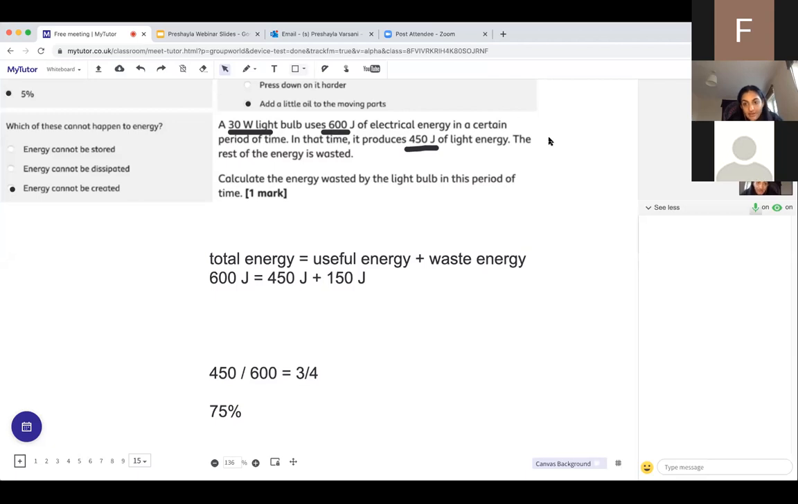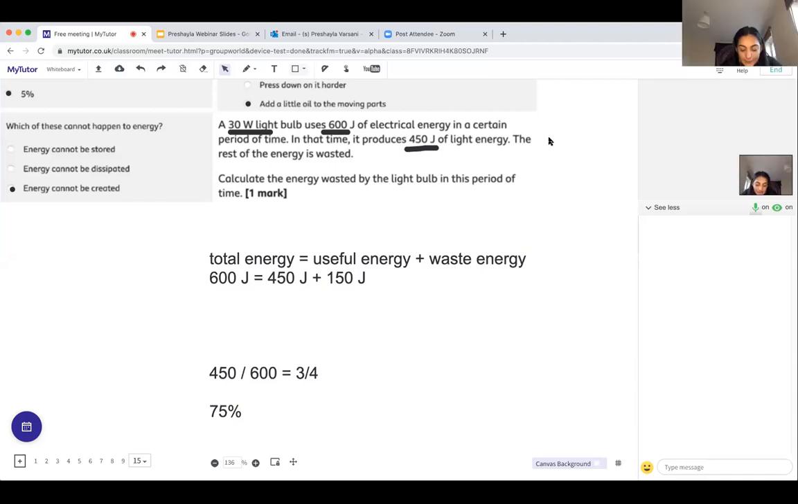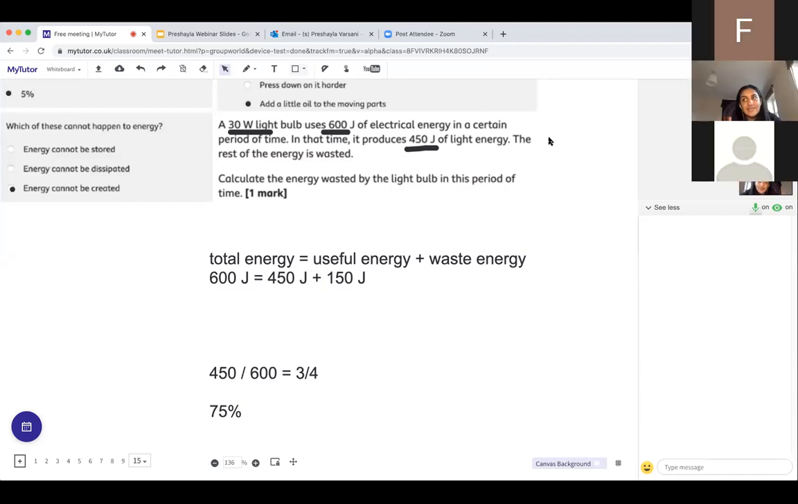I think that is all the questions and probably a good place to stop. Tomorrow we're going to be covering renewable and non-renewable energy resources and national and global energy. So tomorrow will be a really good one for real life applications.